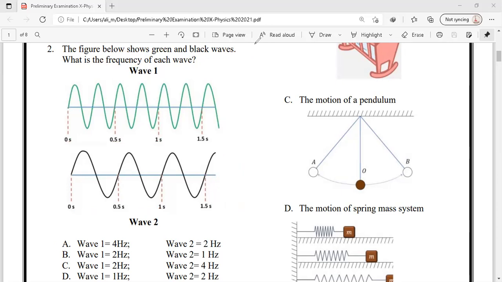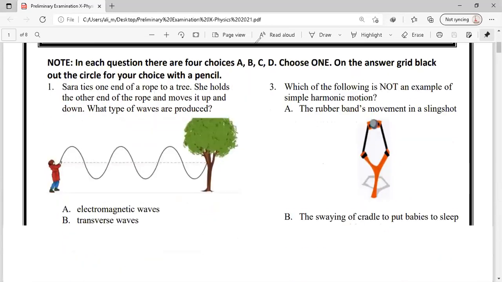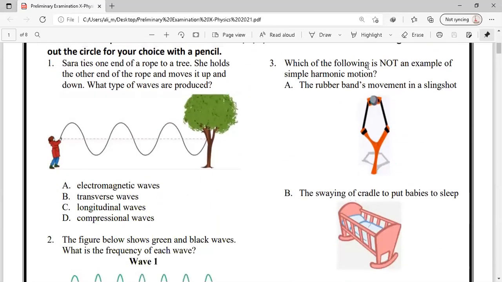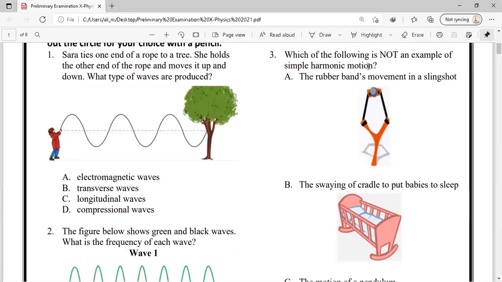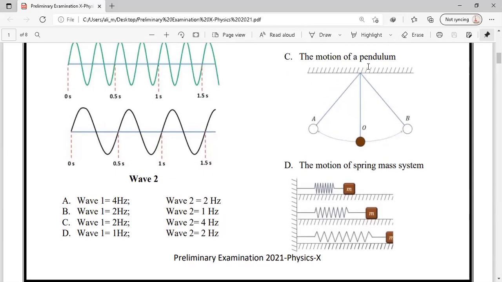So let's come to our next question, that is question number 3. Which of the following is not an example of simple harmonic motion? कौन सा example simple harmonic motion perform नहीं करता? So in option D, we have the motion of a spring mass system that we have already learned in our textbook and in our physics course, and the simple pendulum that is present in option C. These two are the best examples of a body performing simple harmonic motion.